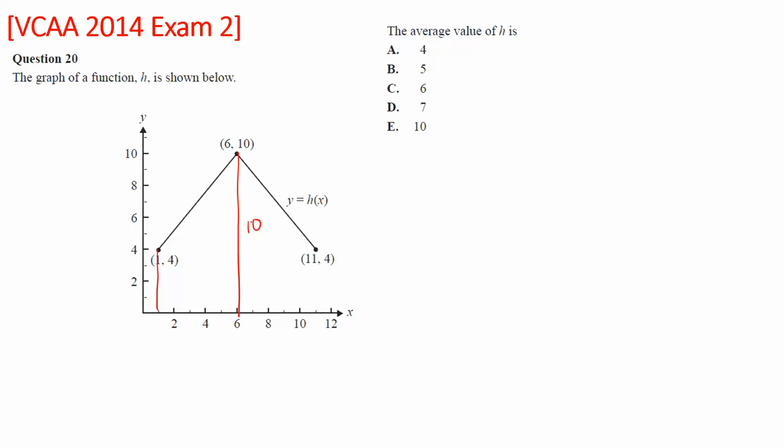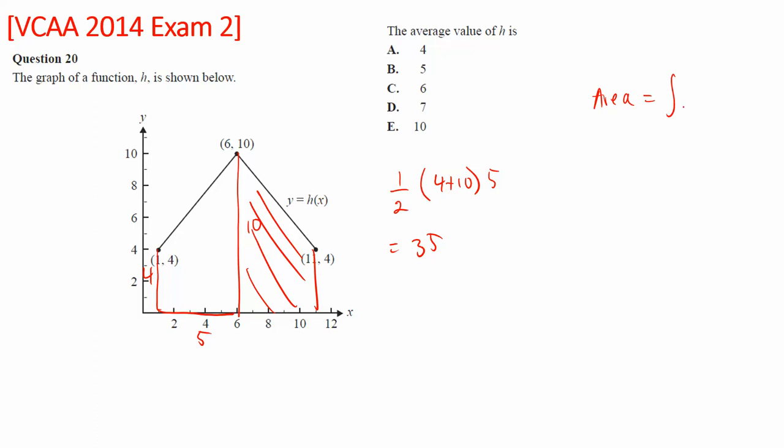So this is a height of 10, a height of 4, from 1 to 6 is 5, and if you've forgotten, the area of a trapezium is half of a plus b, which is 4 plus 10, times the height, which is 5. Okay, and that gives me what? 14 divided by 2 is 7, times 5 is 35. So it's 70 in total, because there are 2 sides to it. Okay, so I now know the area, which is the integral from 1 to 11 of h of x dx, has to equal 70.